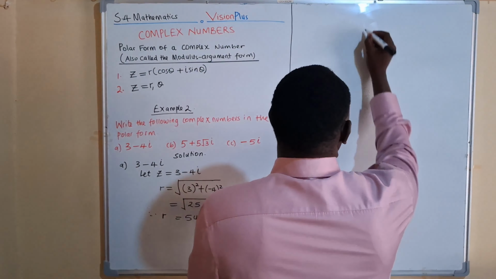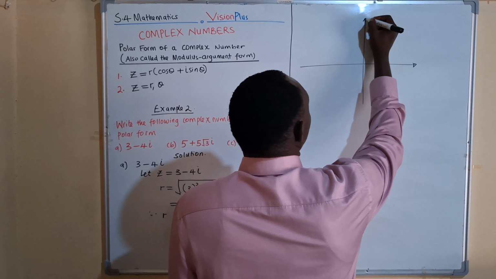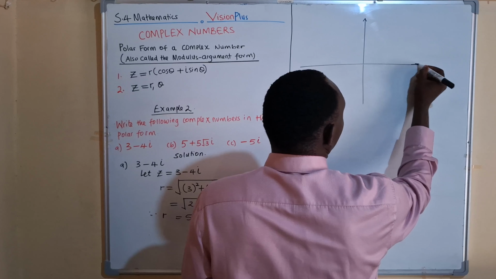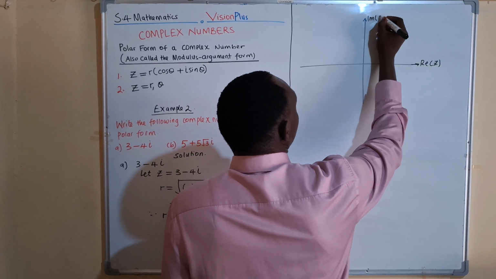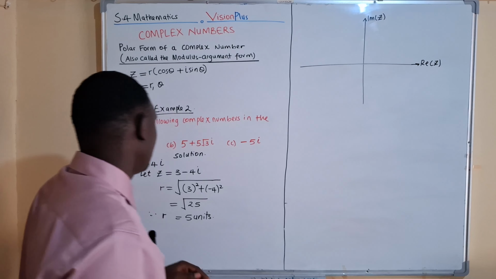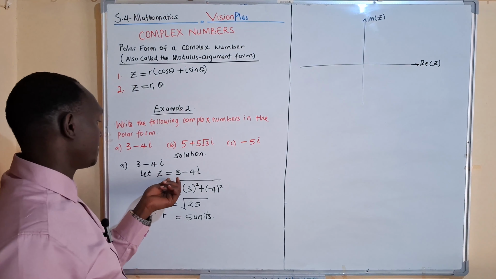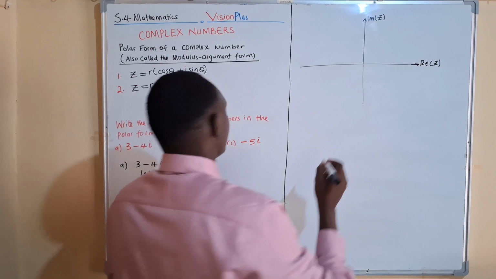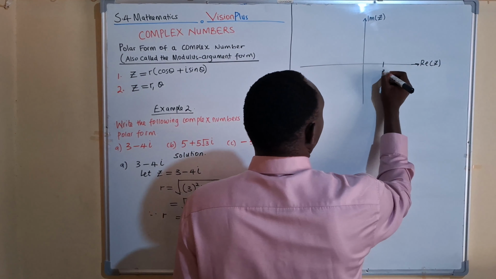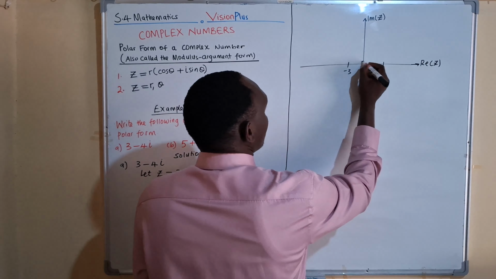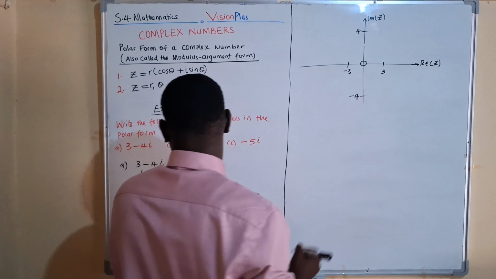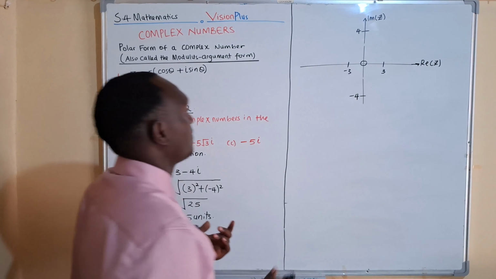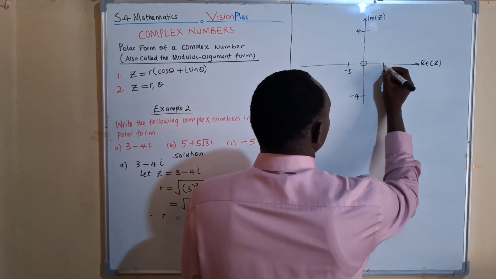And then to find the argument of the complex number, we need to represent the complex number on the Argand diagram. In the Argand diagram, this is the real axis of the complex number z. This is the imaginary axis. So we need to indicate 4, negative 4 and 3. On the real axis we have 3, which is somewhere here. This is the origin. Then on the imaginary axis we have 4, which is there, and the corresponding negative 4 is there. Real axis is 3, imaginary axis is negative 4.